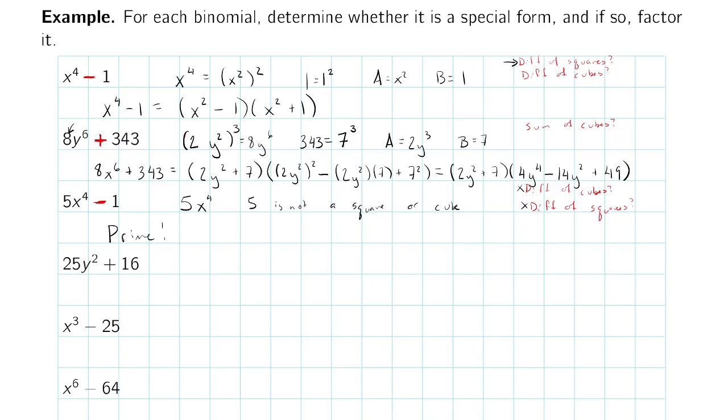Okay, 25y squared plus 16. Well, 25y squared is 5y squared squared. 16 is 4 squared. But that means that I'm looking at a sum of squares. This is also prime.